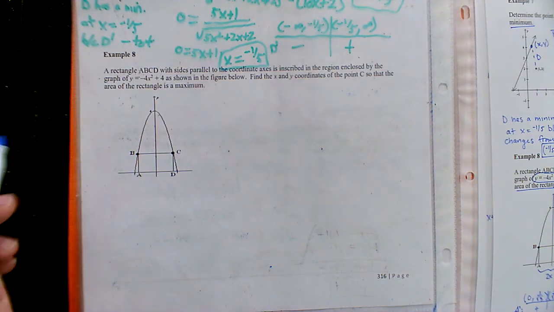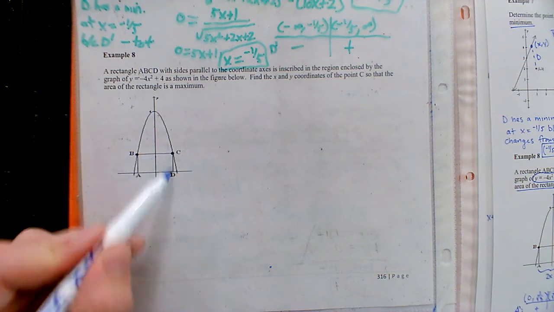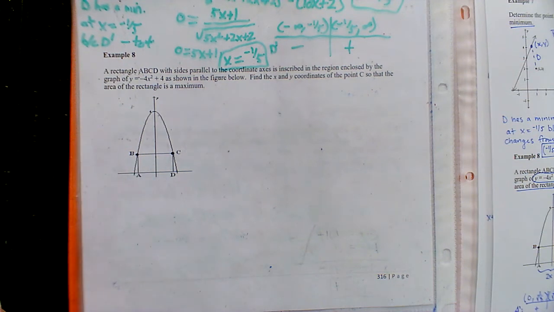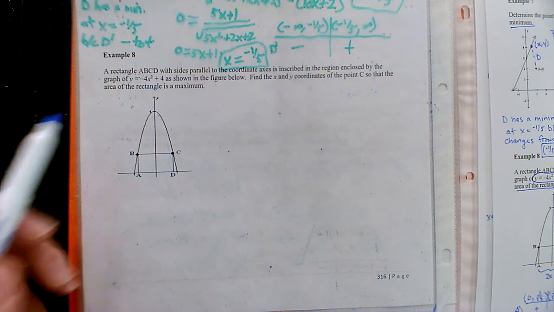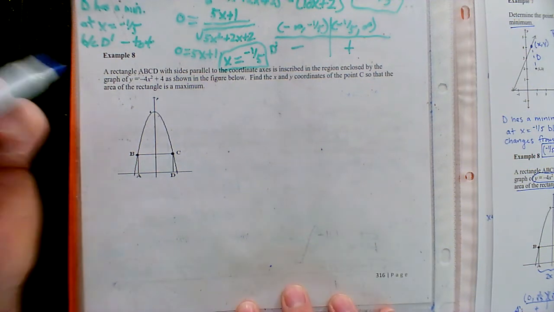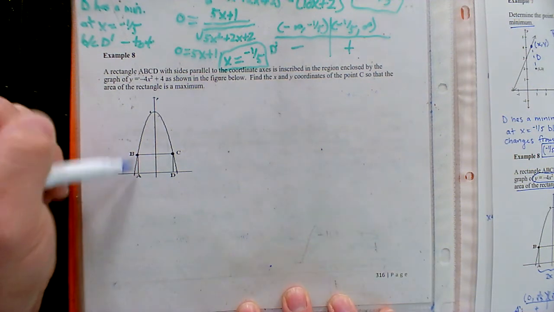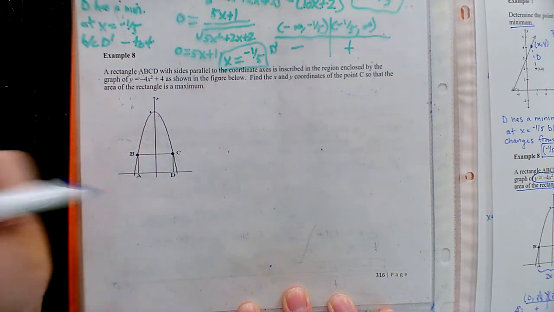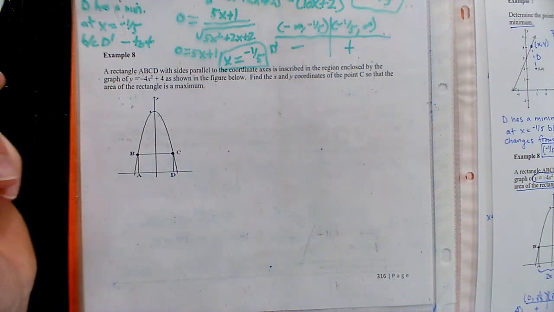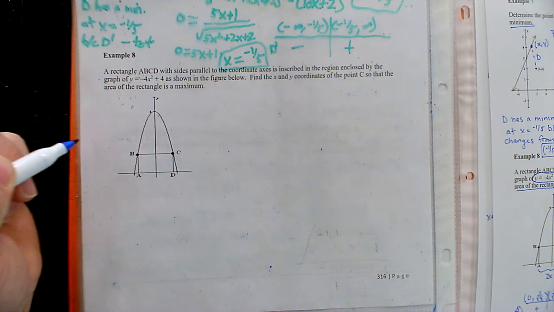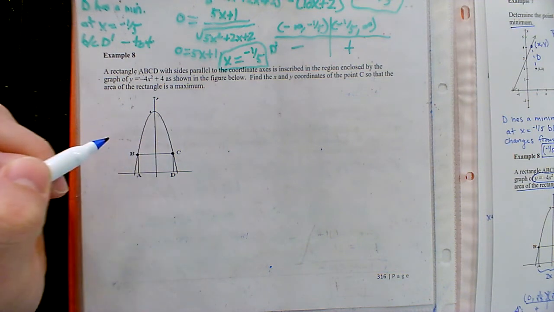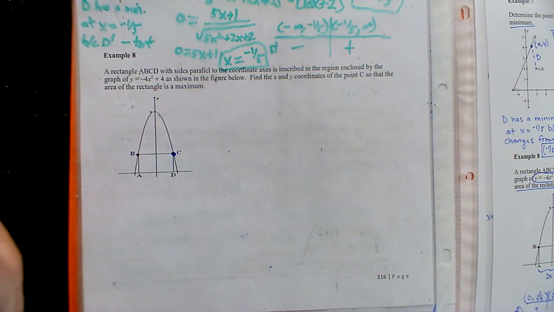A rectangle ABCD, so this rectangle in here, with sides parallel to the coordinate axes, so parallel to the x and y axis, inscribed in the region enclosed by the graph of negative 4x squared plus 4. So it's enclosed by this upside down parabola. Find the x and y coordinates of the point C so that the area of the rectangle is maximized.